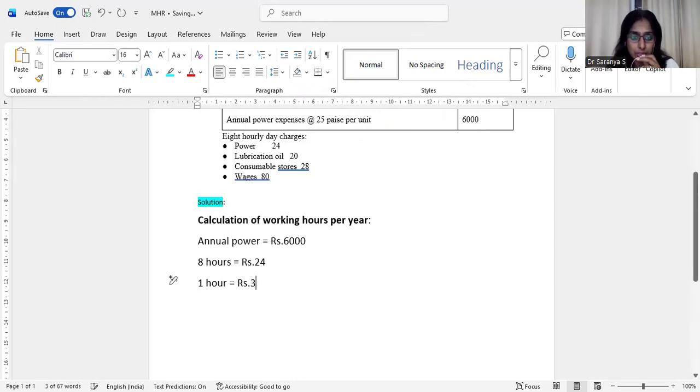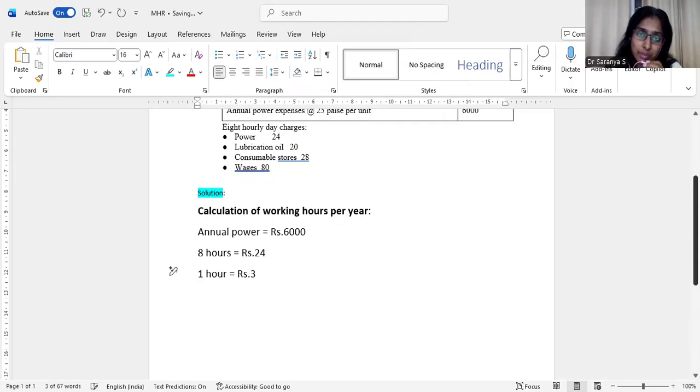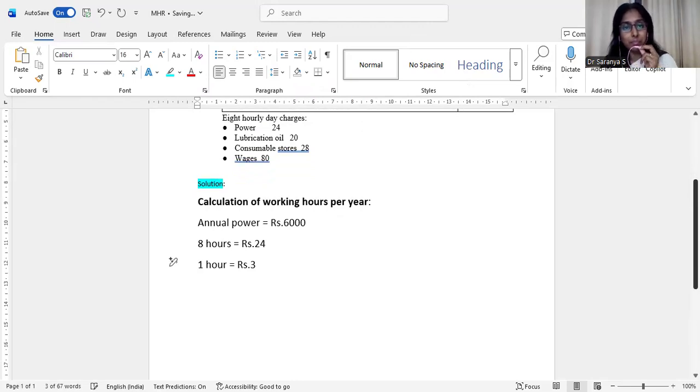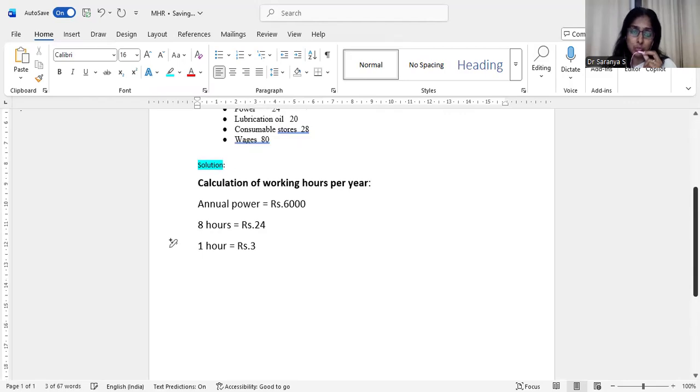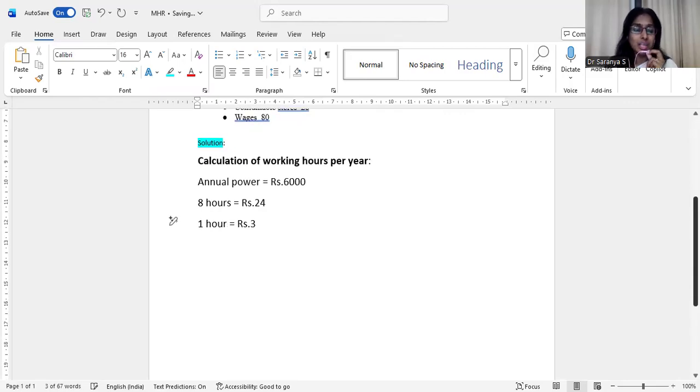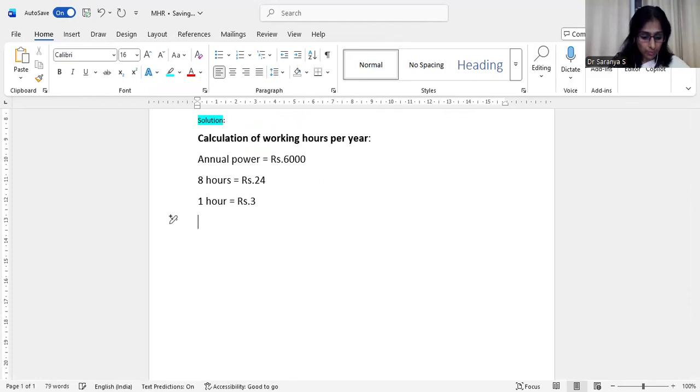Correct. For 8 hourly day charges information is given. In that, power is 24 rupees. Which means for 8 hours, if the power expense is 24 rupees, how much for 1 hour? It is rupees 3. Now we should find out the number of working hours per year. So 8 hours, 24 rupees, 1 hour, rupees 3. Annually, we are getting power expense as rupees 6,000. So how many hours the machine would have worked is the question now.